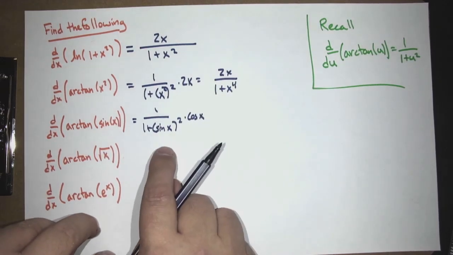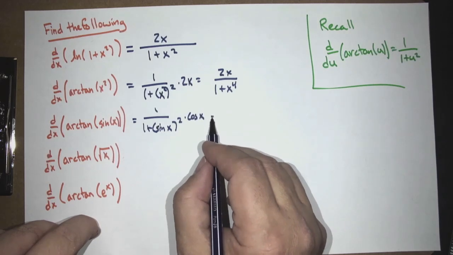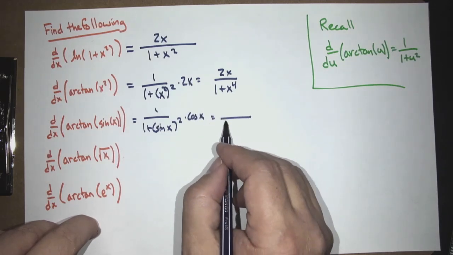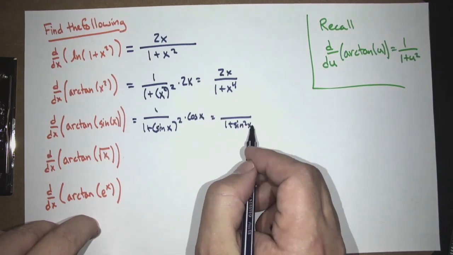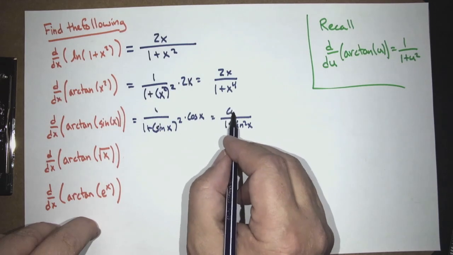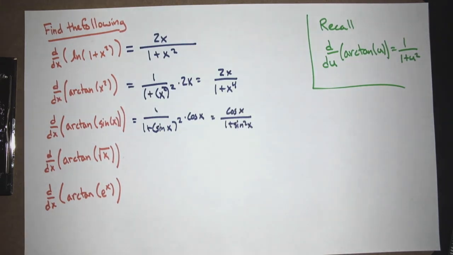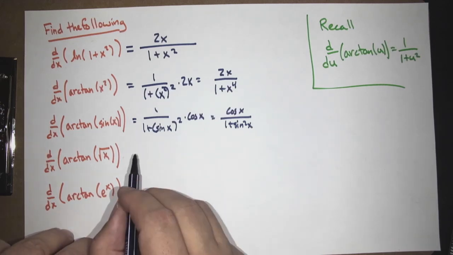Now downstairs we have 1 plus sine squared. Good. Yeah, it doesn't really simplify that much. So cosine x over 1 plus sine squared x. Okay, how about arctangent of square root of x? What do we have?